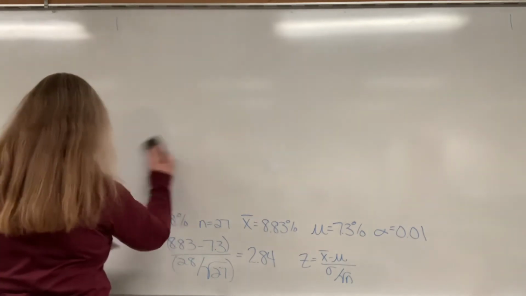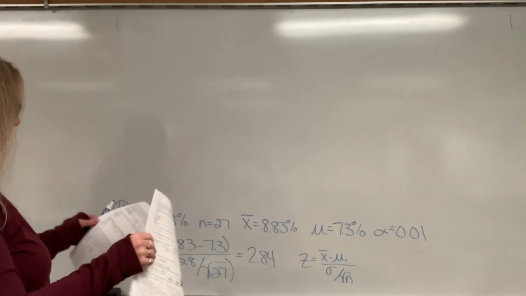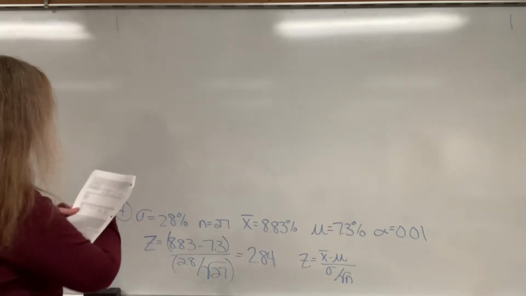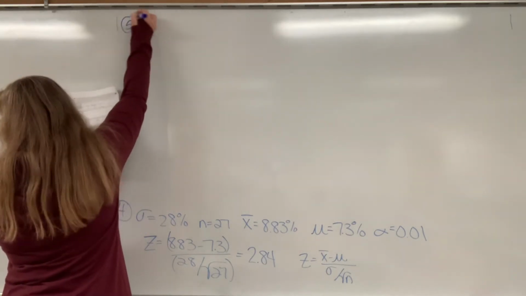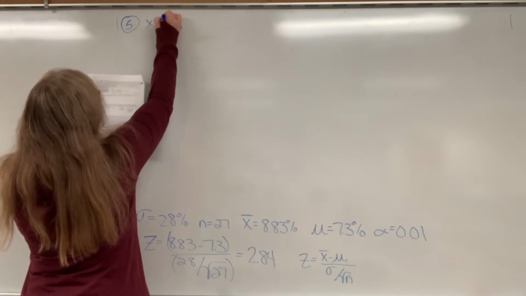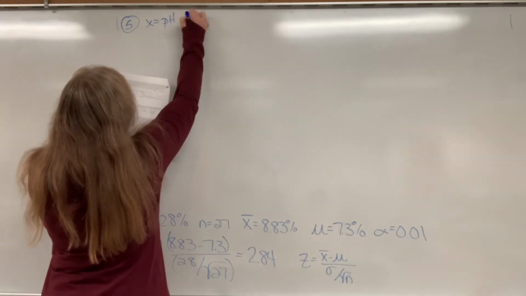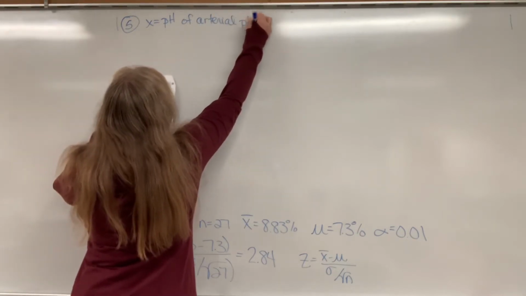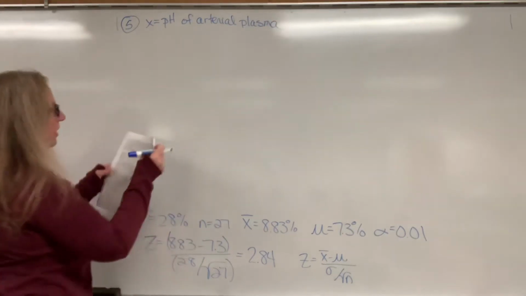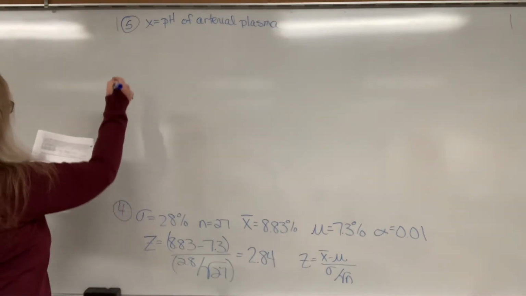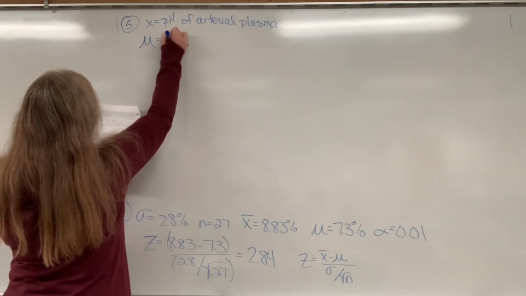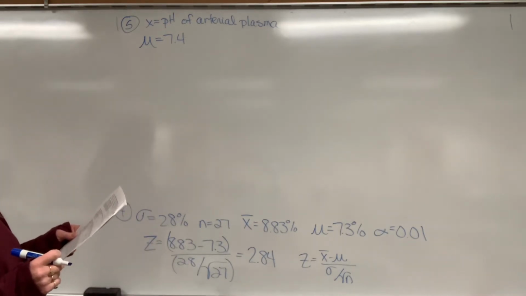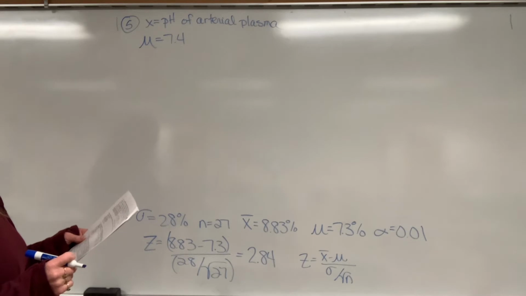All right, page 2. Number 5, let X be a random variable that represents the pH of arterial plasma. So X is the pH of arterial plasma. Okay. For healthy adults, the mean of the X distribution, mu equals 7.4. A new drug for arthritis has been developed. However, it's thought that this drug may change the blood pH.